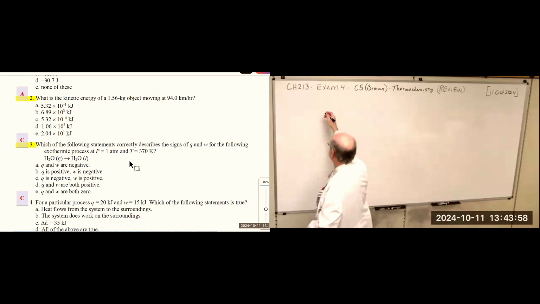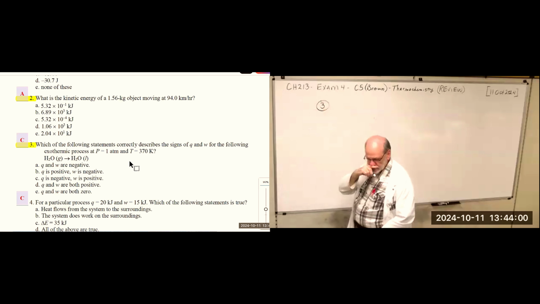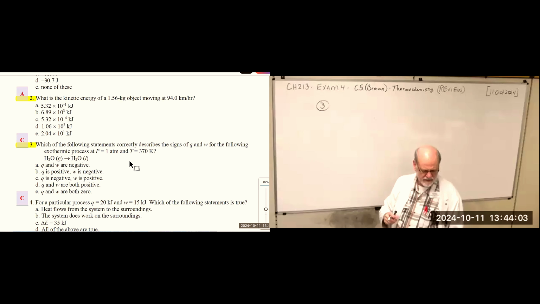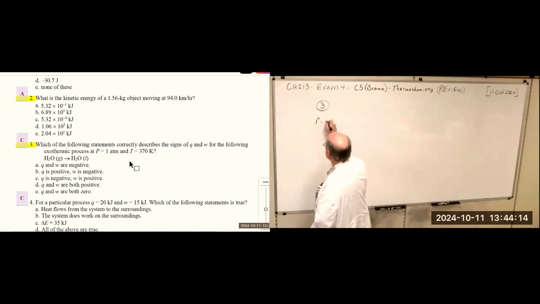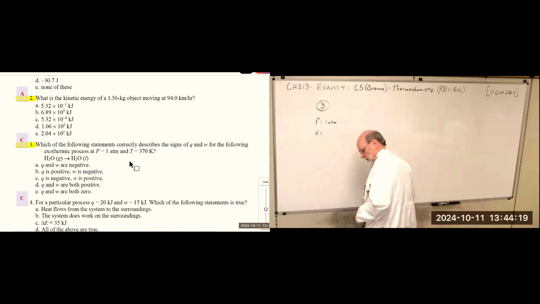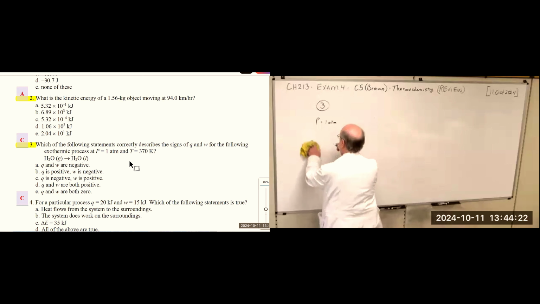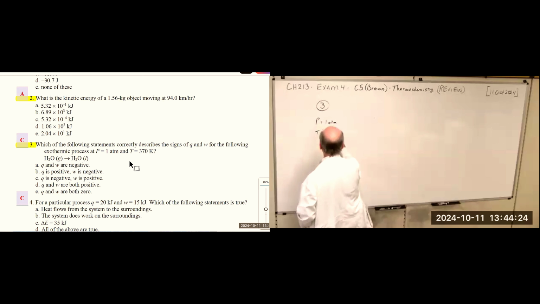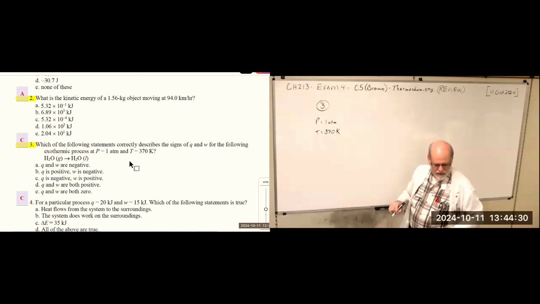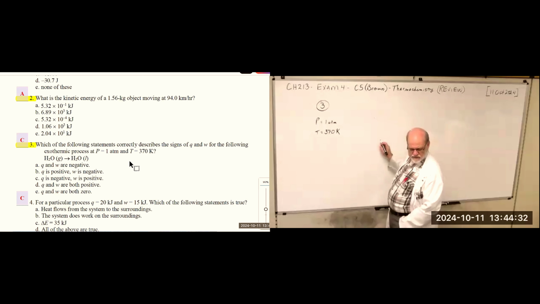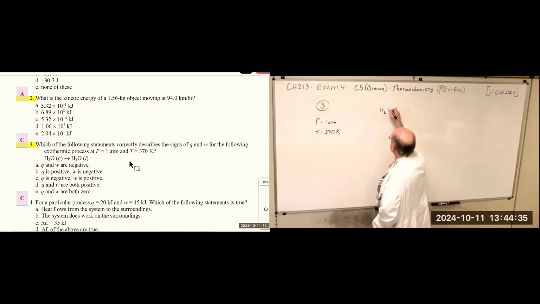Number 3. Which of the following statements correctly describes the signs of Q and W for the following exothermic process at 1 atmosphere pressure and 370 K? So they're saying the pressure is going to be constant at 1 atmosphere and the temperature equals 370 K. There we go. And the process is condensation of steam.